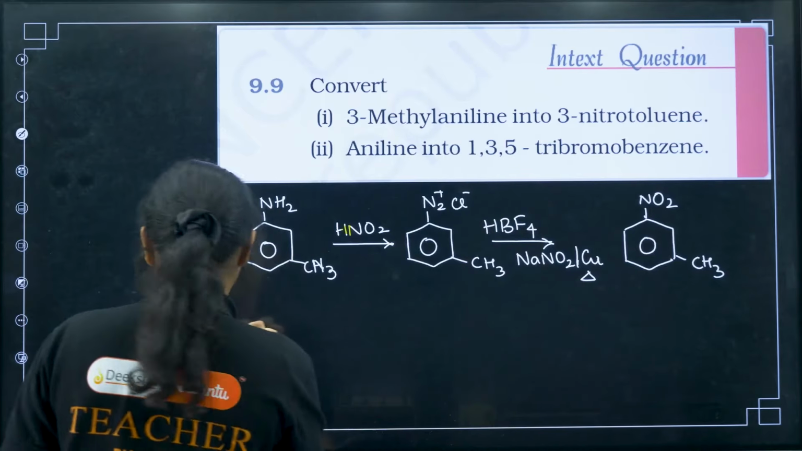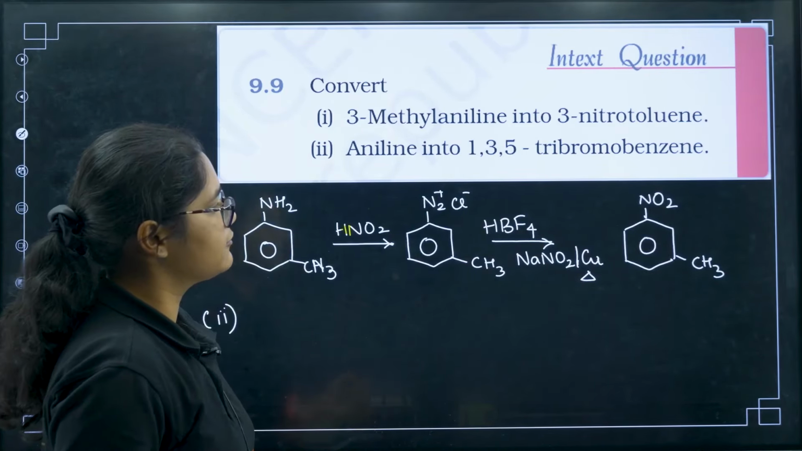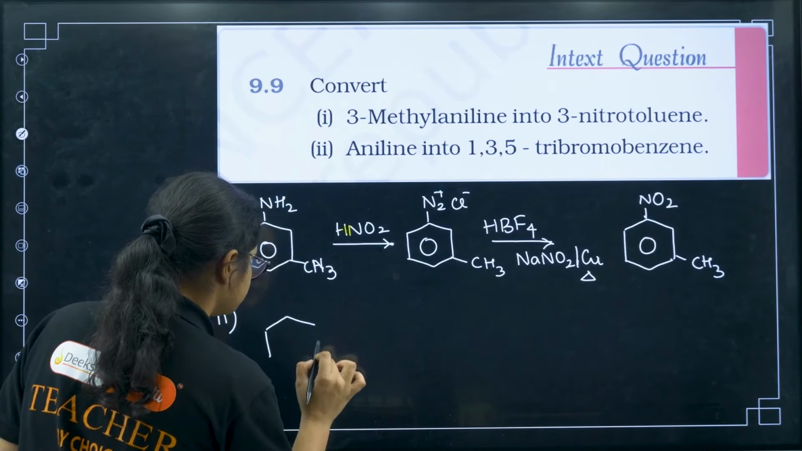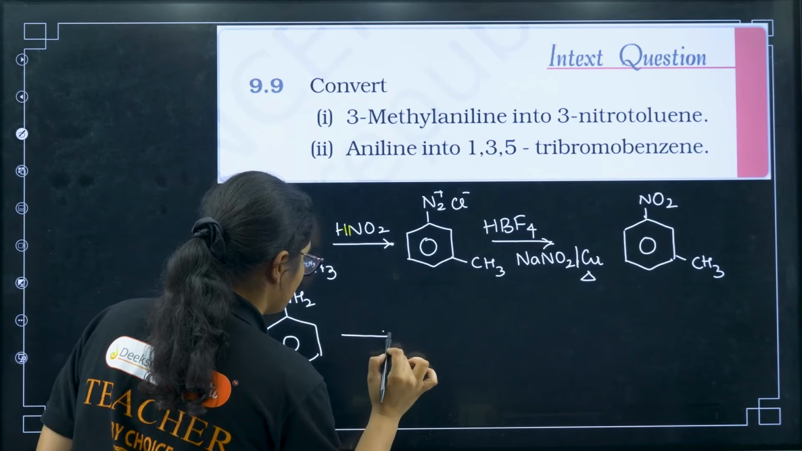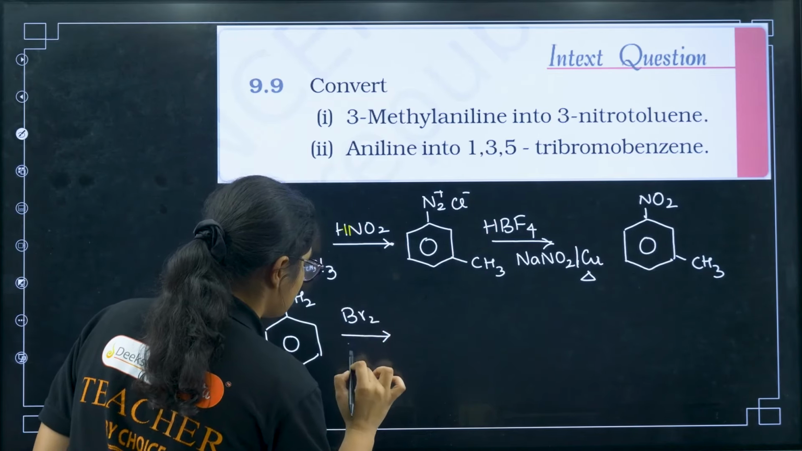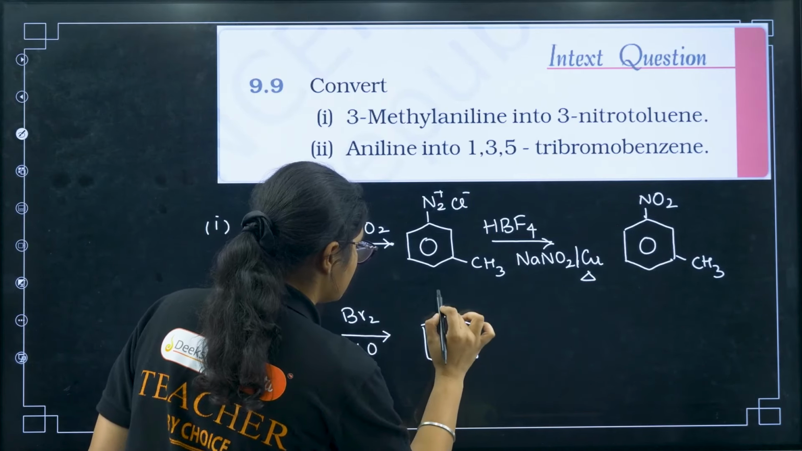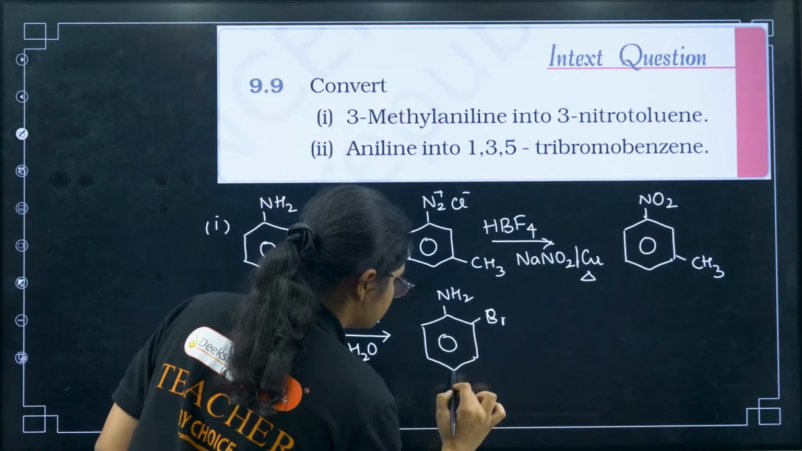Okay, the second one here is what? Aniline into 1,3,5-tribromobenzene. Again, this is also a very tricky question. See, first of all, if I take aniline and treat it with bromine water, what will happen? All the positions will be occupied and you will get here NH2 with 2,4,6-tribromo substitution.